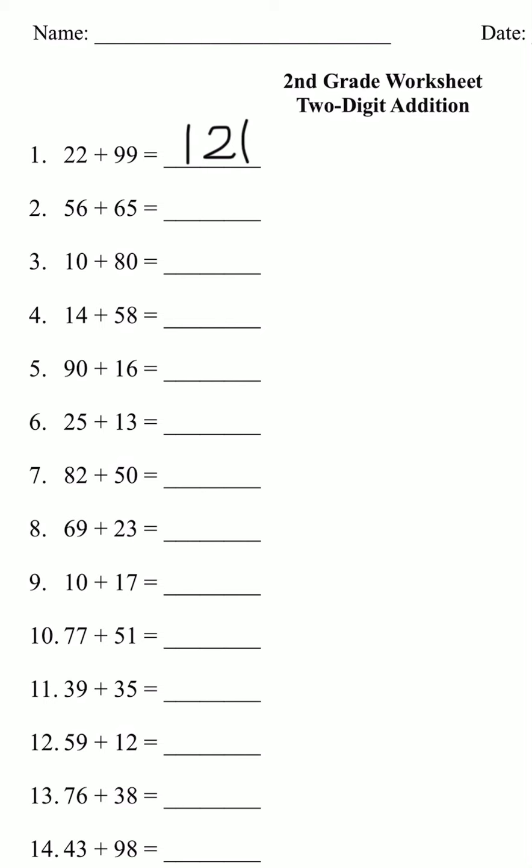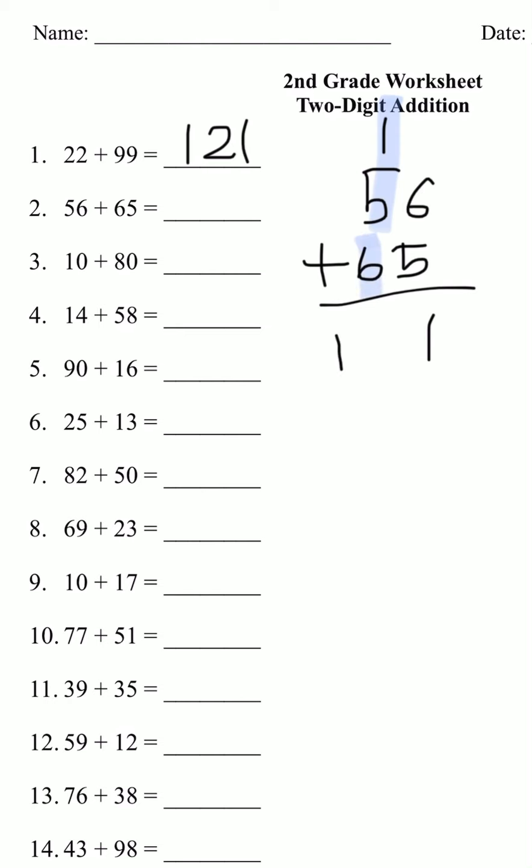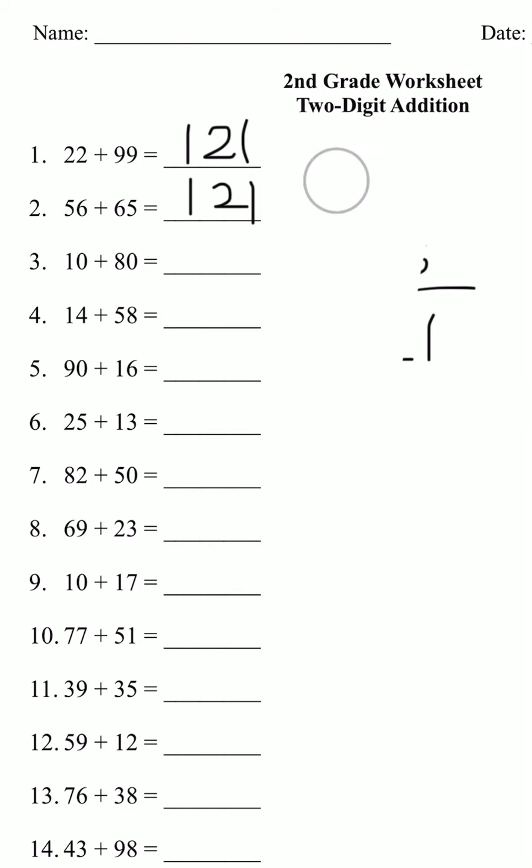Number 2. 56 plus 65. 6 plus 5 is 11. And here we have 1 plus 5, that's 6. Plus 6 is 12. So we have 111, which is the same answer as the previous question.